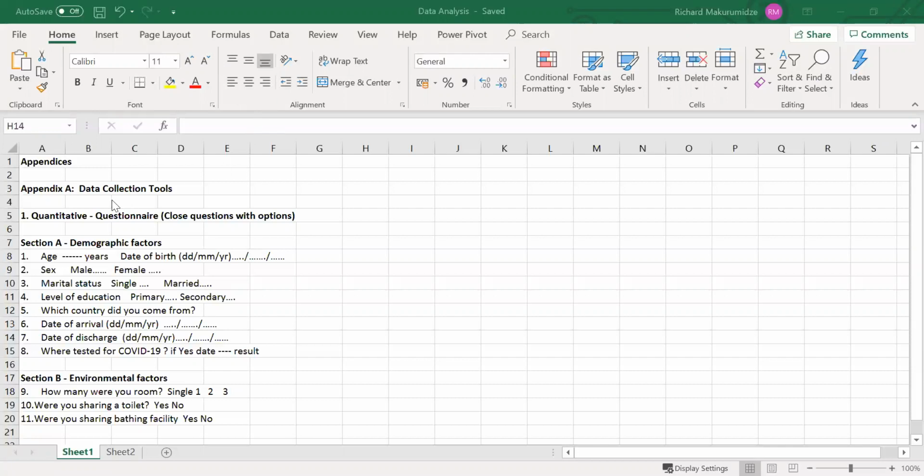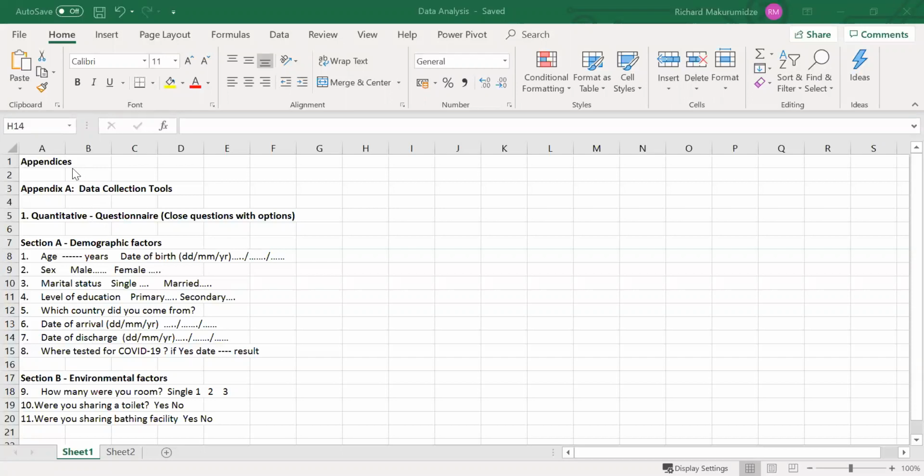I hope you remember our questionnaires, the examples of the questionnaires on the topic which we are discussing, the topic of coronavirus, the risk of getting COVID-19 in quarantine centers. If you remember, we had two questionnaires, one for quantitative, which had closed questions. In terms of our objective, we had demographic factors and environmental factors. I didn't take all the factors, but I just took the demographic and environmental factors to demonstrate.